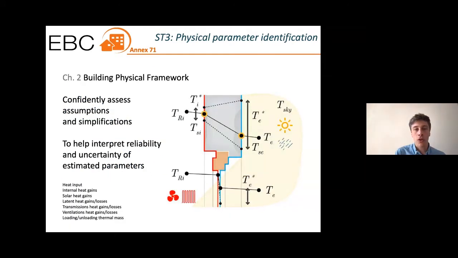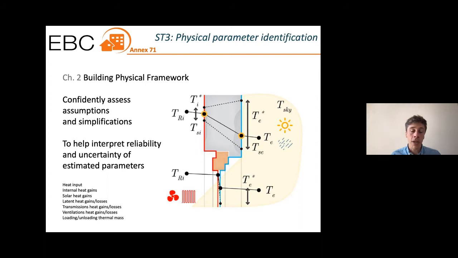This is the first part of our report, where we lay out the heat balance of the building to be sure that we haven't missed anything. Also, when in a later stage we use simplified models to model the building's thermal behavior, we can be confident of the results that we obtain, as we know what is lumped into the different parameters that we are estimating. So it will help us interpret the reliability of the estimated parameters and the uncertainty that we need to take into account there.